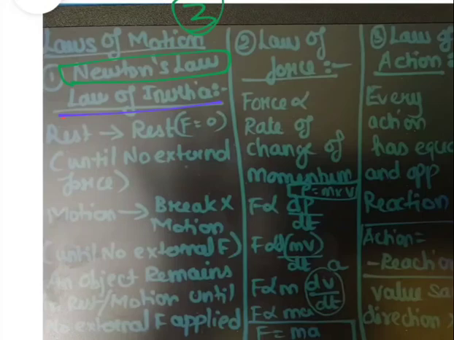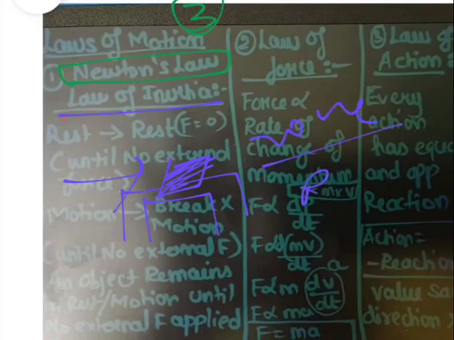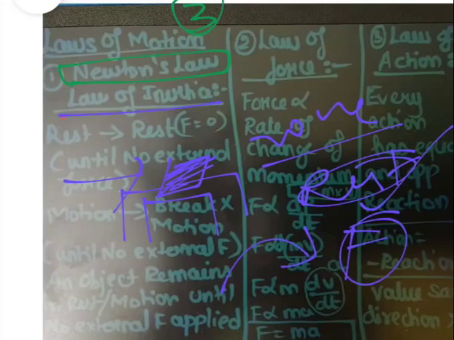Say for example, there is a table and there is a book on this table. Unless we apply some external force, this book will not move. It will remain in its position of rest. So it's already at rest, and it will remain at rest until we apply an external force. So this is the first concept.